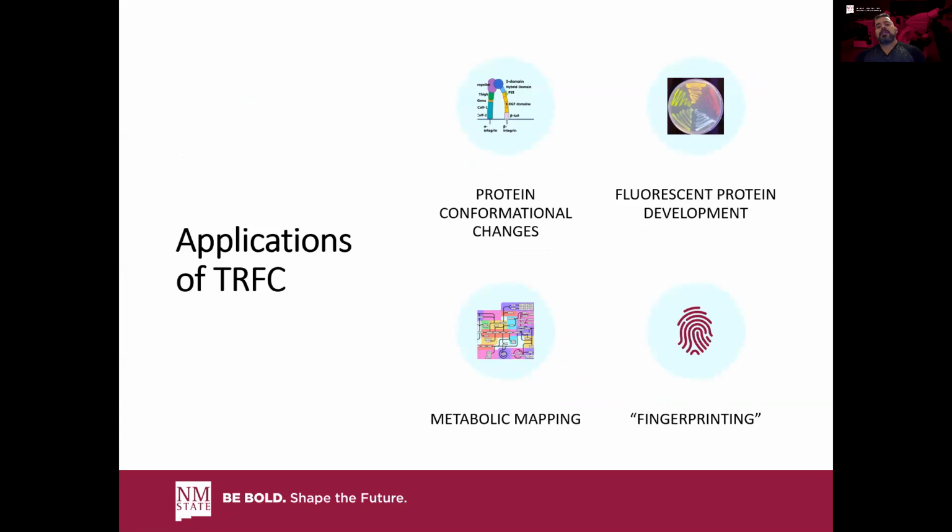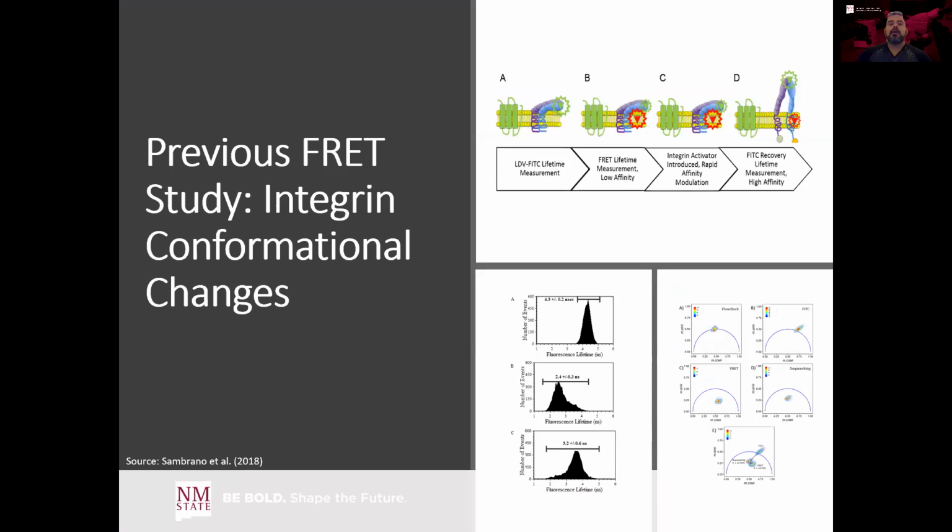So we have several applications of time-resolved cytometry. In the past, we have used it in protein conformational changes, fluorescent protein development studies, and metabolic mapping studies. Eventually we want to move into fingerprinting, or creating a comprehensive library of each chromophore's fluorescence lifetime value. That would be rather beneficial for many cytometrists, microscopists, and spectroscopists alike.